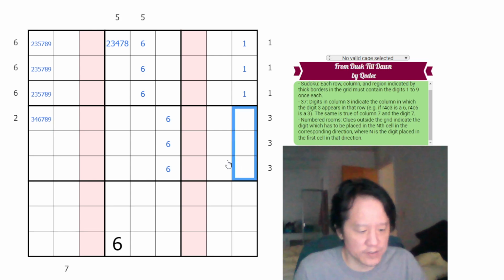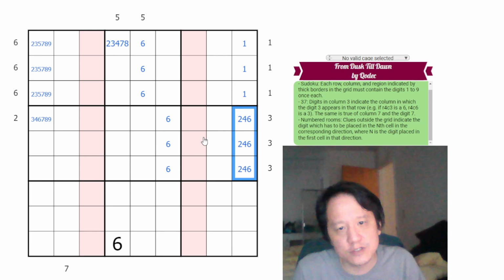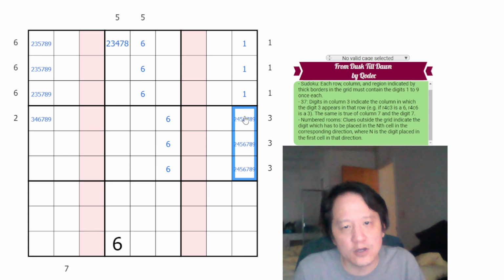Then we have this. Okay, so it cannot be 1. It could be 2, 4, 6. Okay, so it has to be, could be 5. It has to be 2. So the 3 we know is here.